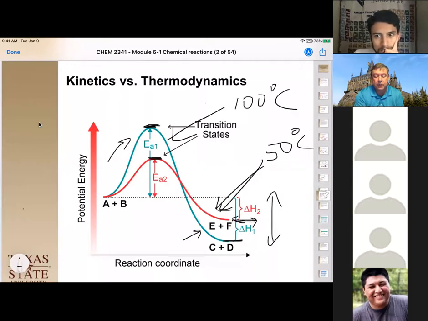So that's where the lower temperature can give you the less stable product, and the higher temperature can give you the more stable product. Okay, so those are the general concepts of kinetics and thermodynamics we'll deal with. Remember, it's temperature, activation energy, and concentration that affect them the most.